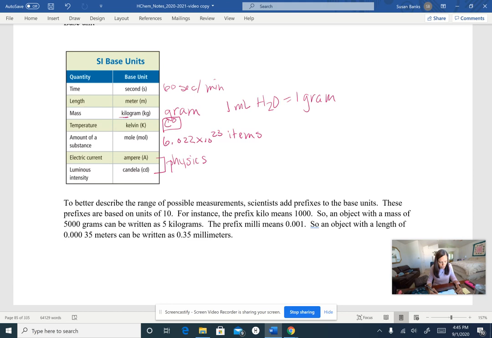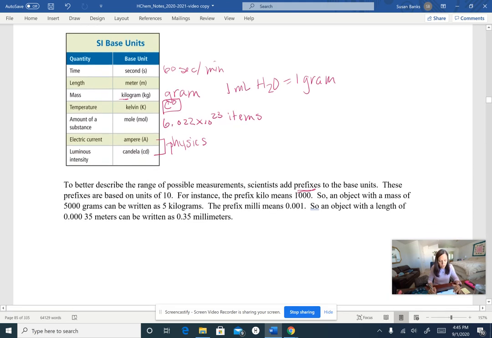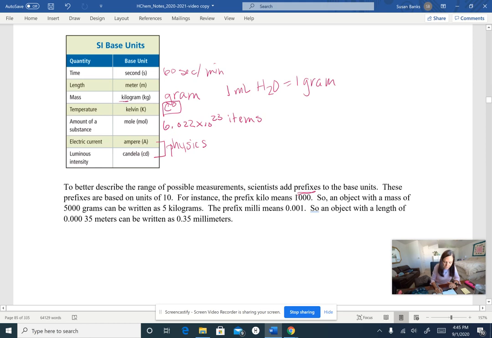So to better describe the range of possible measurements, scientists add prefixes to those base units. These prefixes are based on units of 10. So this is all powers of 10. For example, kilo means 1,000. Or we could also write it in scientific notation, 10 to the 3. So an object of 5,000 grams could also be written as 5 kilograms.